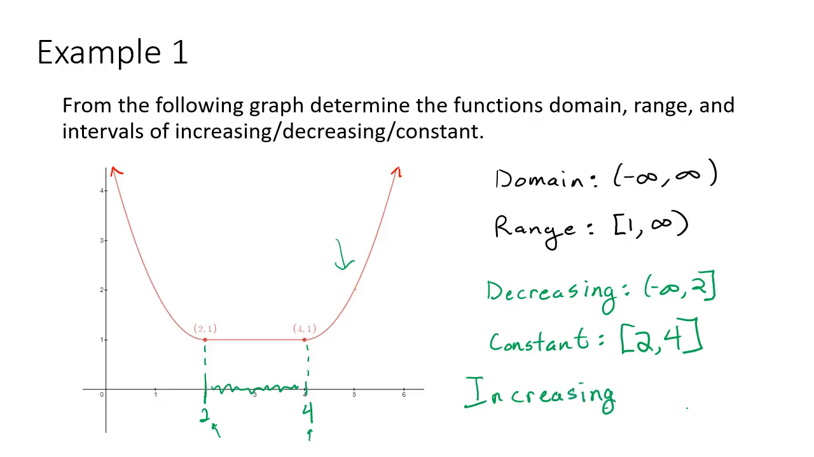So we would say that this function is increasing from an x of 4 to positive infinity. Again, a little bit tricky because you're describing what's happening to the y values, but you describe where it's happening in terms of the x-axis, in terms of the domain.